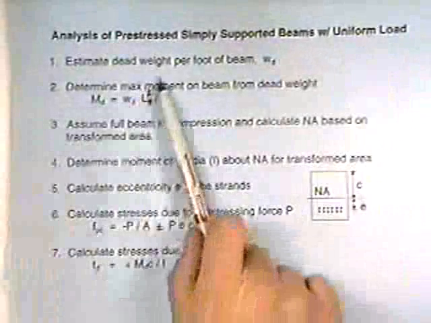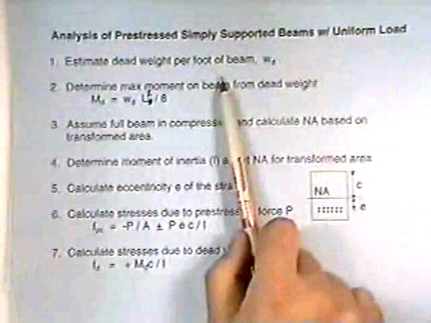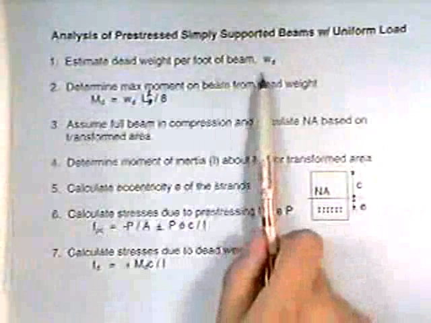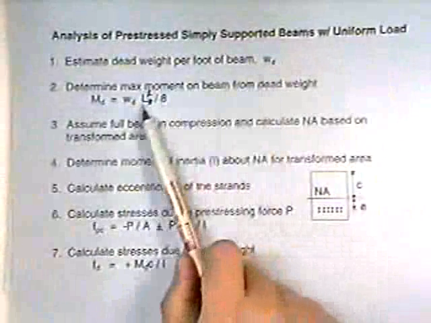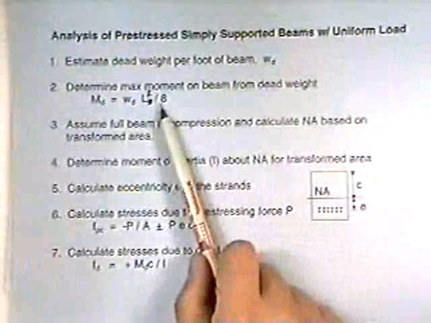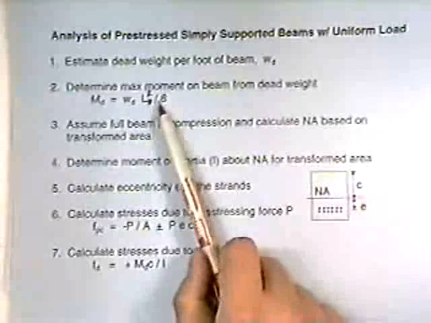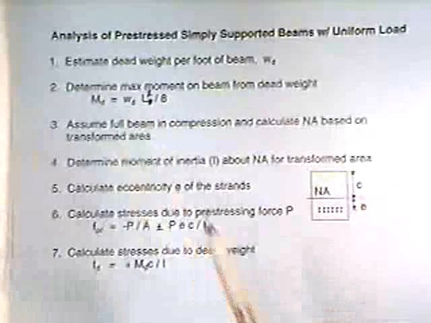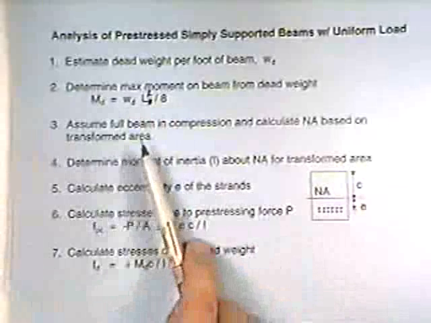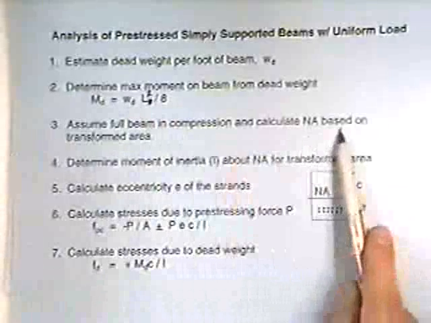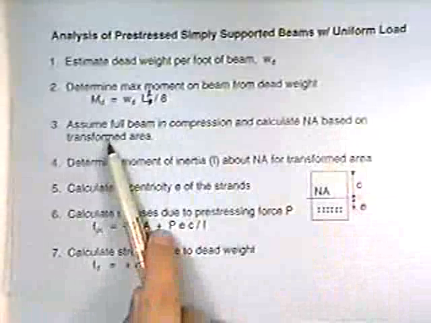The way this is done is that you first estimate the weight of the beam. Based on that weight, it's a uniform distribution, so the moment is 1/8 WL squared. Simply supported beam, uniform load, maximum moment occurs at the middle, 1/8 WL squared. Now, assume the full beam in compression and calculate the neutral axis based on a transformed area.